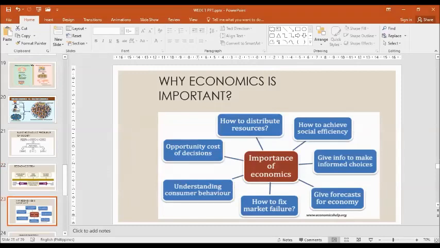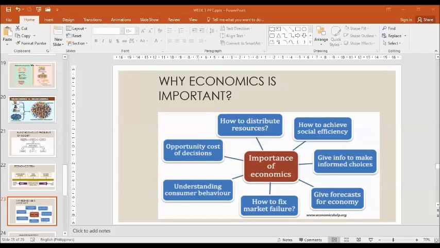So here, why is economics important? Let's ask ourselves, what is the importance of economics, or what is the meaning of the economy? Economy refers to a region or country's resources and wealth, especially as it pertains to producing and consuming goods and services.